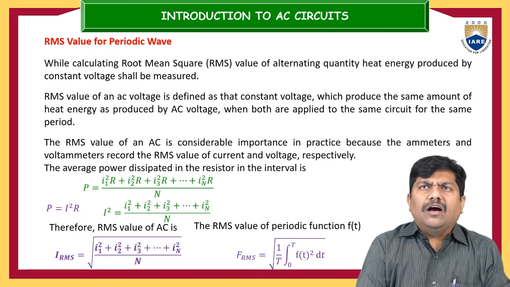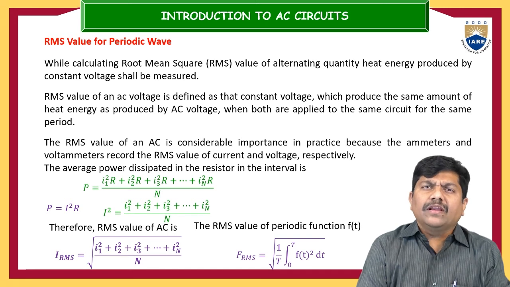Now one more is the RMS value. This is very important, and it will be highly helpful for doing practicals in the laboratory. The RMS value is a DC value equivalent to the alternating current values. The RMS value of an AC voltage is defined as that constant voltage which produces the same amount of heat energy as produced by the AC voltage when both are applied to the same circuit for the same period of time.